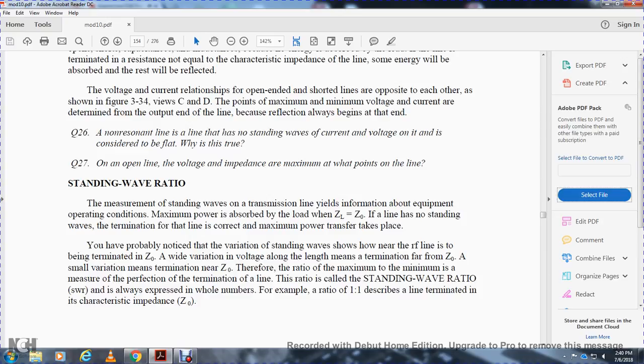Large variation along the voltage on the line means termination far from the characteristic impedance. Small variation means termination near the characteristic impedance. Therefore, the ratio of maximum to minimum is a measure of the perfection of the termination of the line. The ratio is called the standing wave ratio, or SWR. It is also expressed as a whole number. For example, the ratio 1:1 describes a line terminated in its characteristic impedance.